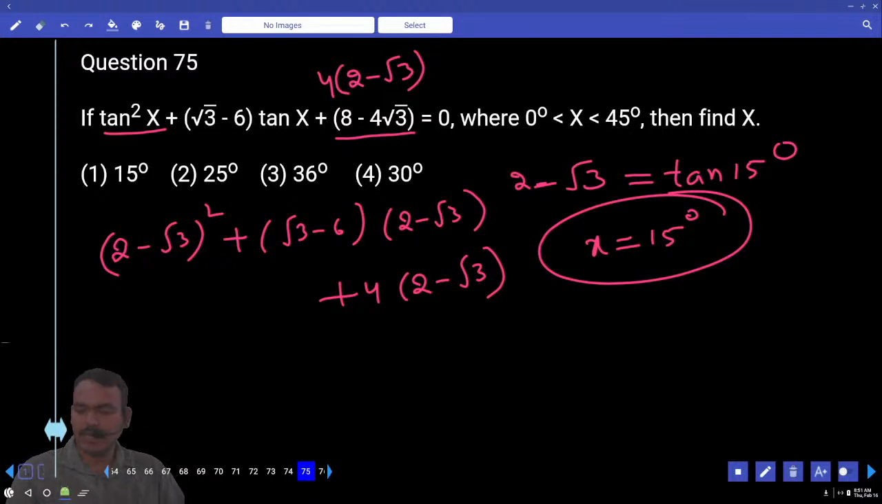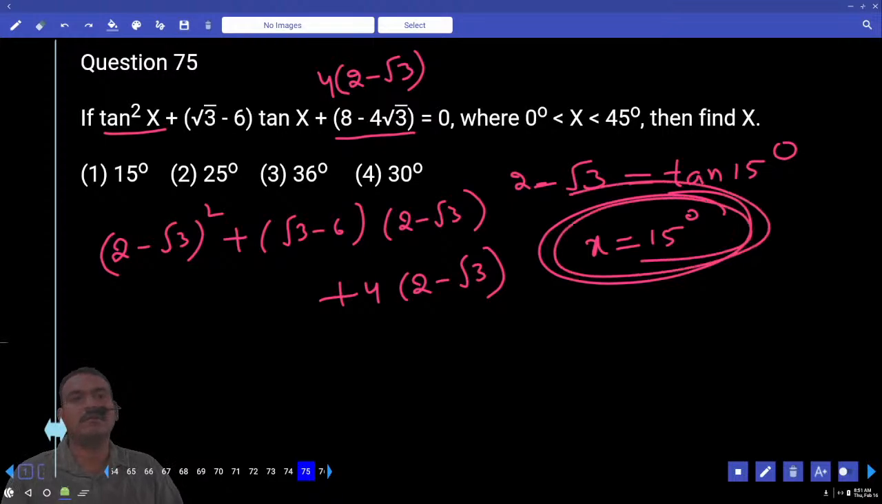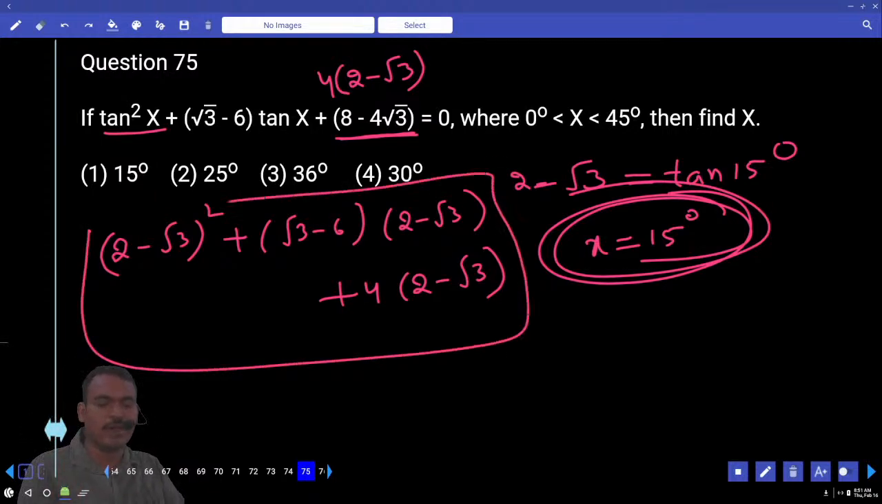Okay, means x equal to how many degrees? 15 degrees. 8 minus 4 root 3, we write how much? 4 times of 2 minus root 3. 2 minus root 3 means tan how much value? 15 degrees or not? Means x equal to how many degrees? 15 degrees. On solving this one, we get how much value? 0 or not? If it is equal to 0, obviously x value is how many degrees? 15 degrees or not?